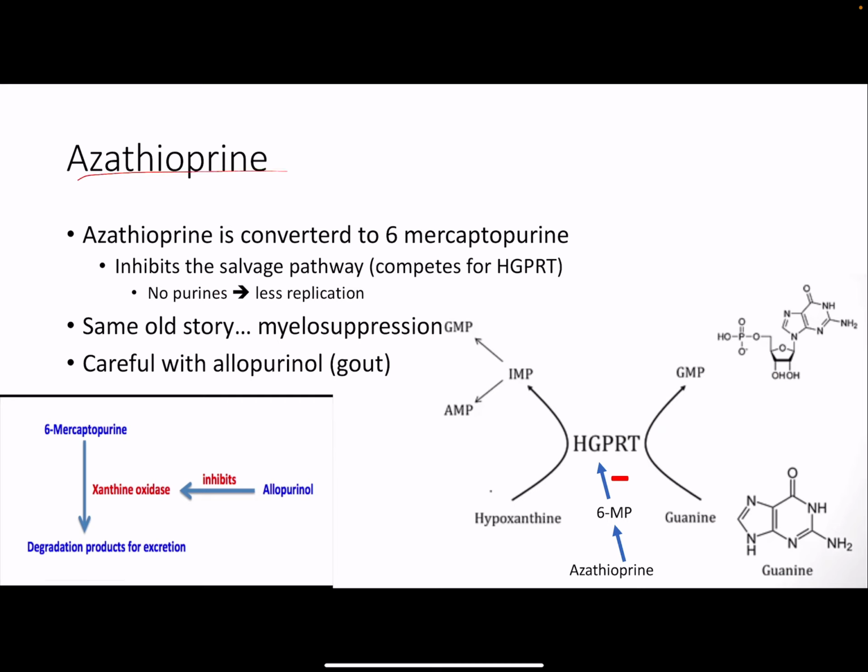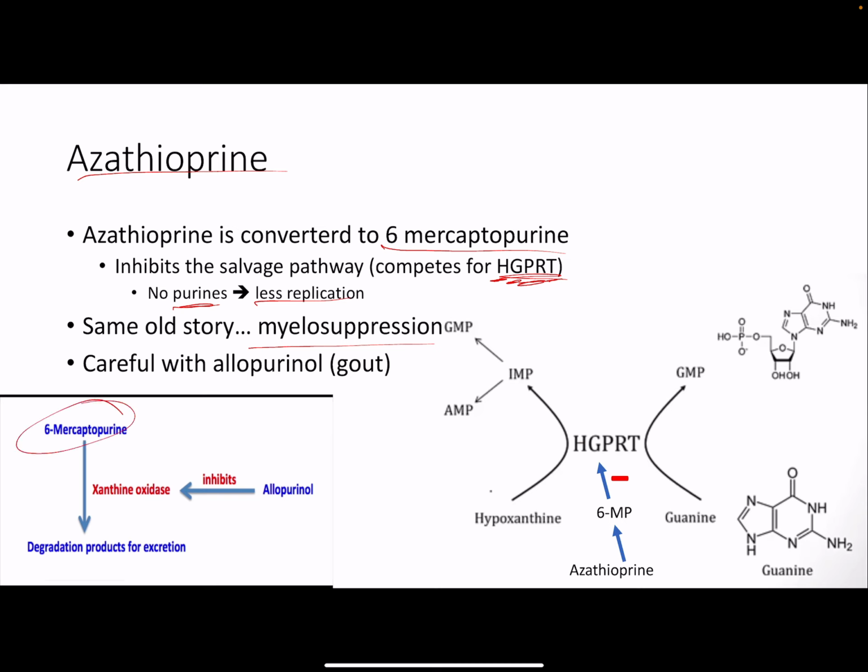Azathioprine is converted into 6-mercaptopurine, sometimes just called 6-MP. It does a bunch of different things, but I would say the main one is that it inhibits the salvage pathway by competing with the other purines for hypoxanthine-guanine phosphoribosyltransferase. So if I cannot salvage, I can't make more purines, then I'm going to have less replication. Same old story, myelosuppression, and it's an anti-cancer drug.